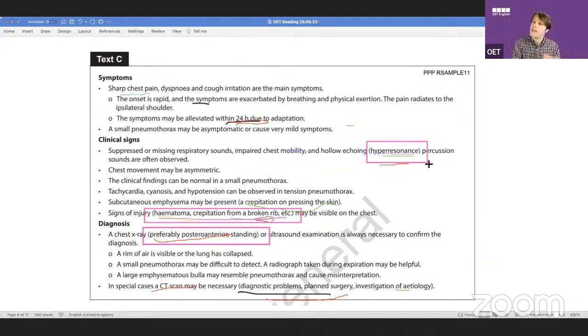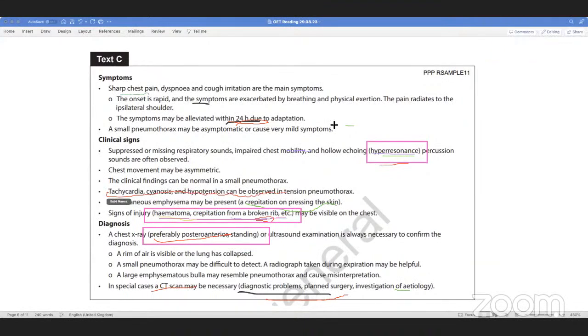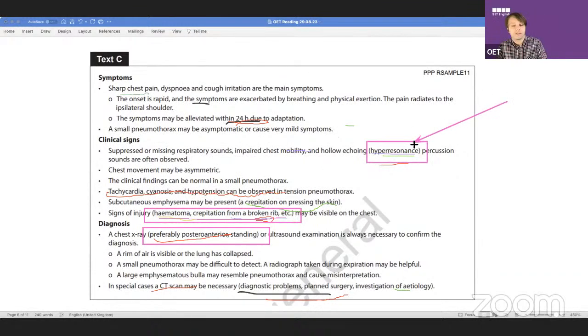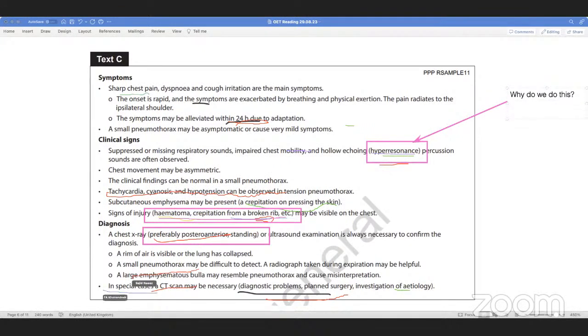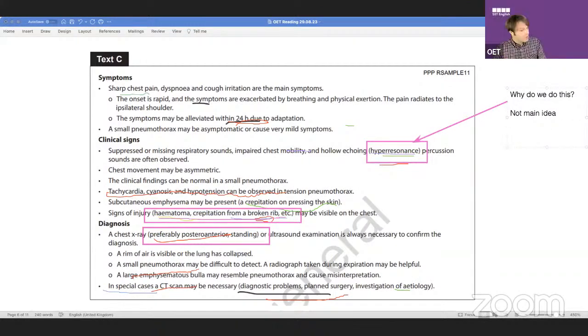Remember, this is not the main idea. What are we doing when we underline keywords? Mary, Andrea, why do we do this? It will help us to understand what this text is about and answer our question. How does it help us to answer? Usually these words are involved in the questions. Sometimes they're in the questions. Good. There's another reason as well.